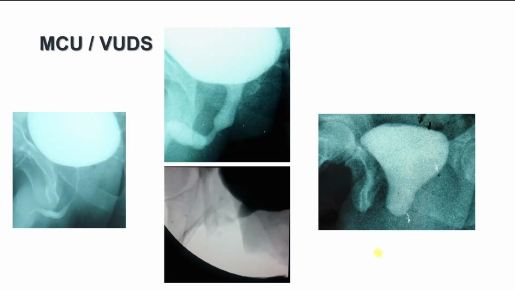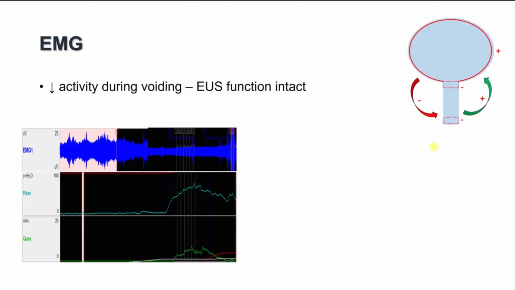MCU UDS, how it helps is obviously the localization of obstruction, bladder neck, external sphincter, in these examples, male and female. And this lady has a significant cystocele, which is seen on MCU. Reflux, diverticula, all these things will be seen on MCU. That's the advantage.